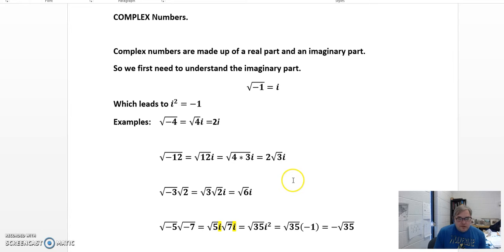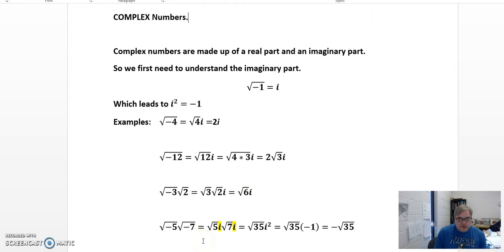Next one down, square root of -3 times square root of 2. I am going to suggest you do it this way. This is the safe way. As soon as I see that negative, I'm going to slap an i on the end. Okay? So square root of 3 times square root of 2 gives me square root of 6 times i.